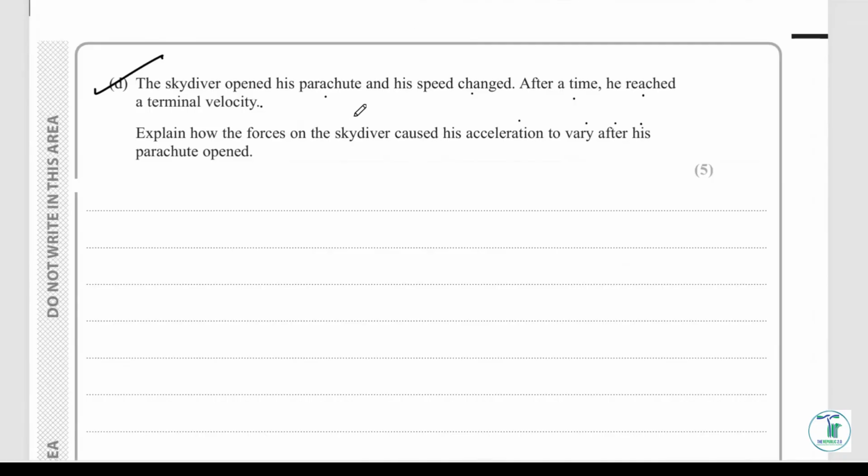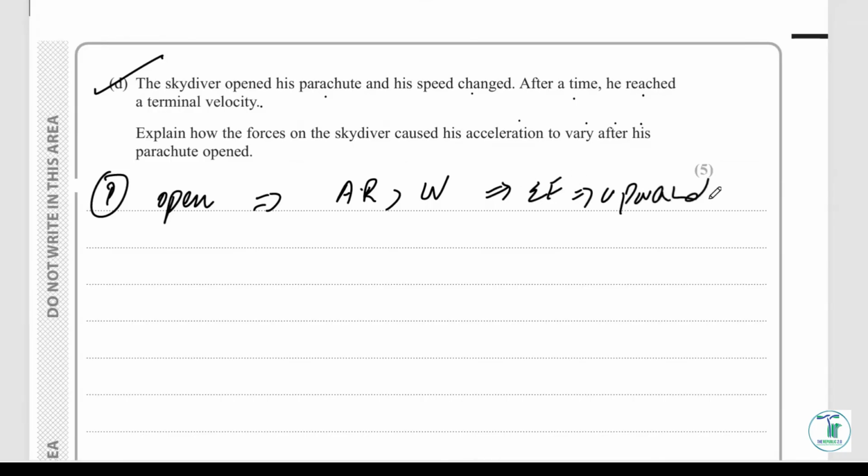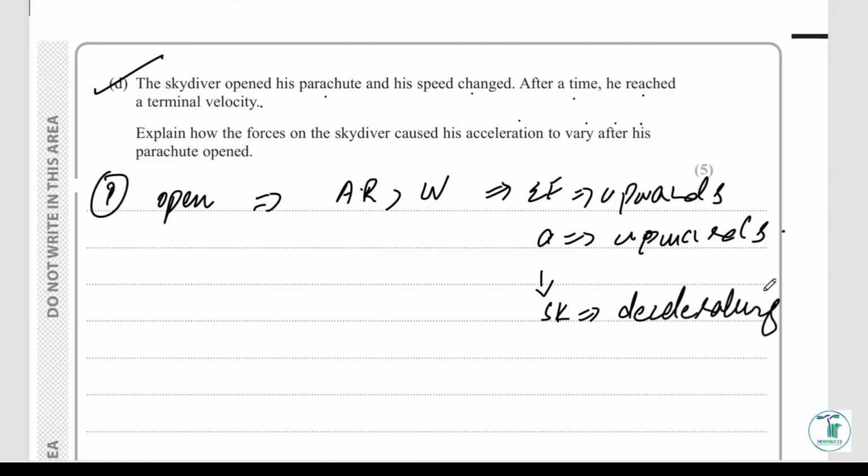So first of all, remember that as soon as the parachute opens, air resistance should be bigger than the weight, right? So what does that mean? That the resultant force is acting upwards. Initially, the resultant force is acting upwards, and similarly, the acceleration of the body must be upwards as well, right? And when the resultant force is upward, the skydiver would start decelerating. Acceleration is upward, but the skydiver starts decelerating.